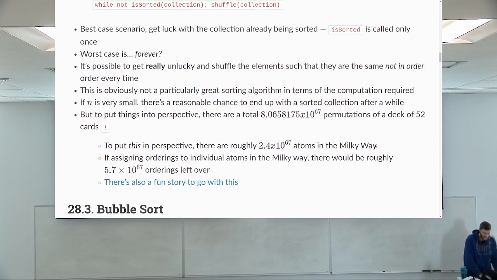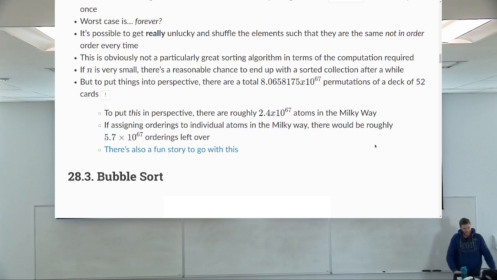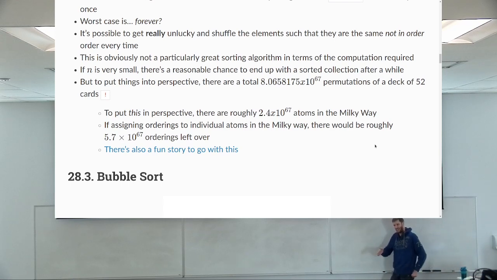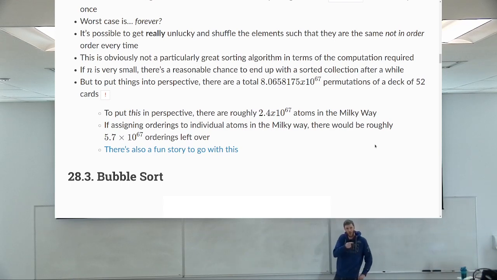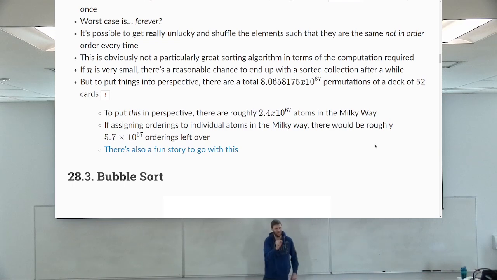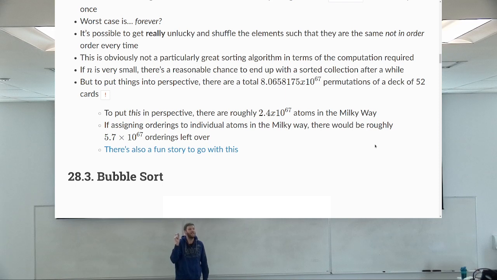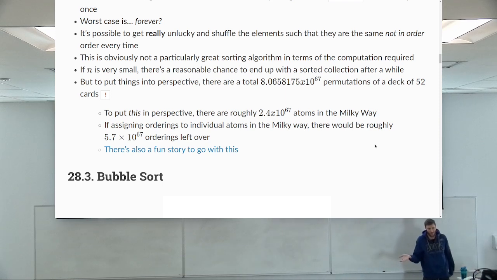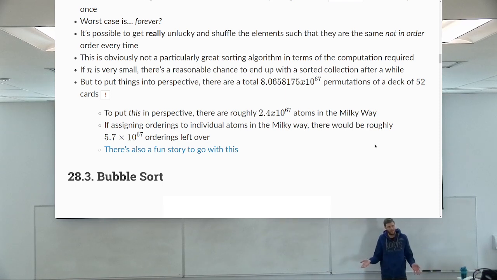So, if I assigned every single permutation of these cards to each atom in the Milky Way, I'm going to run out of atoms. There won't be enough atoms. I'm going to have 5.7 times 10 to the 67 permutations left over. This sorting algorithm is terrible. It's not going to work at all.